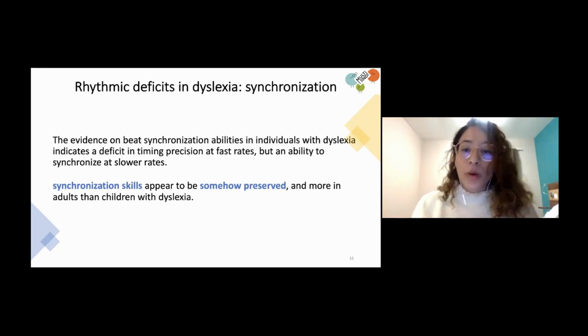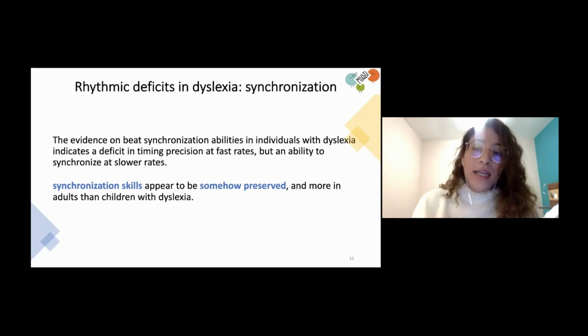And basically what we see is that individuals with and without dyslexia seem to generally have a good ability in tapping at the right rate or synchronizing with rhythmic structures.